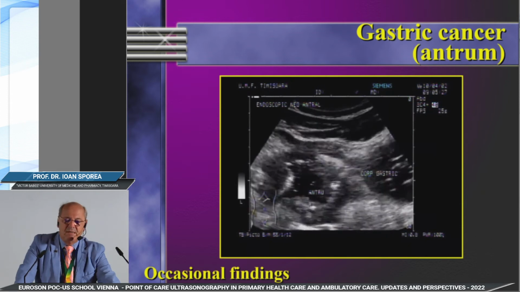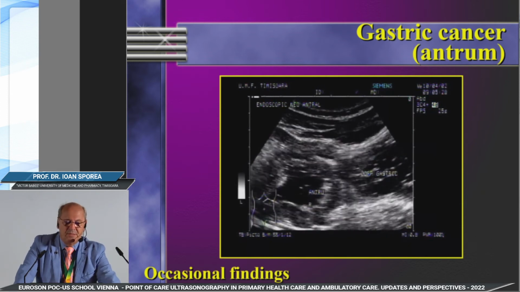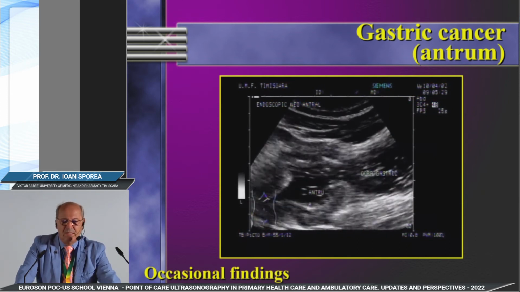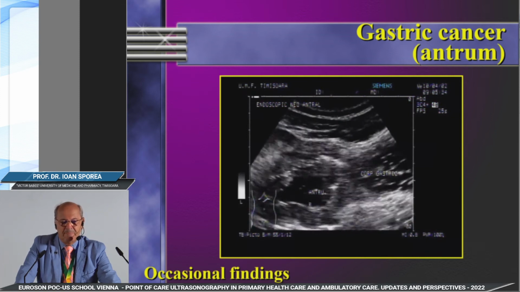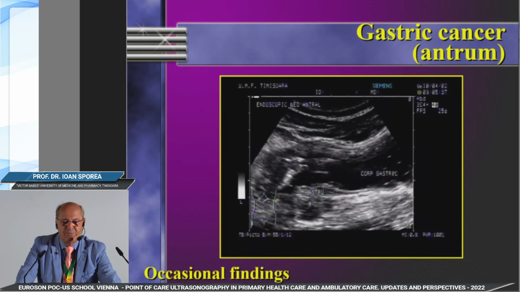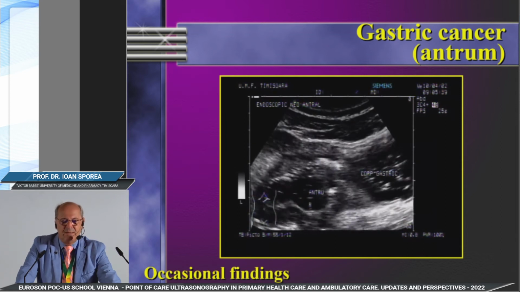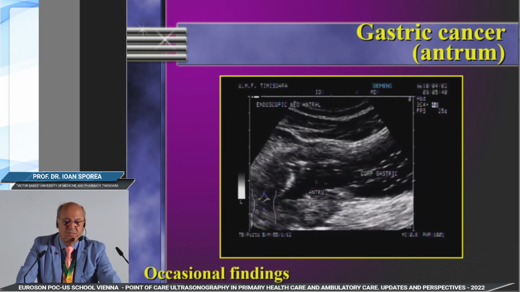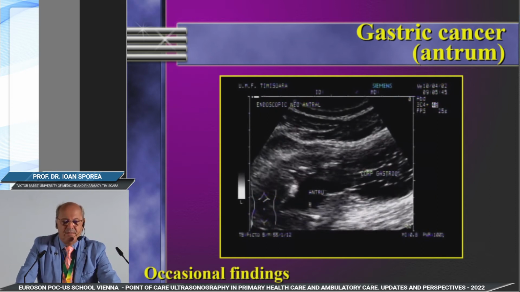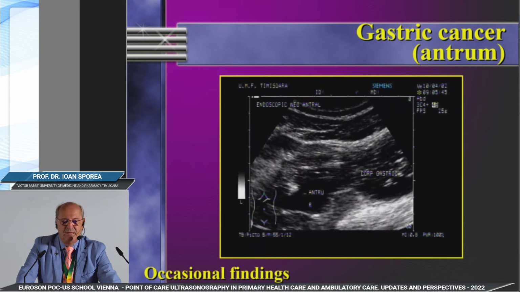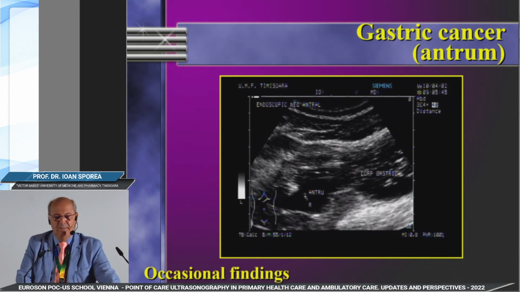Another typical gastric cancer in the antrum. Look here at the wall. Here we gave some water to be sure that it's real. We have this modification. This is a transversal section. We can make a longitudinal one, and we'll see the circumferential enlargement of the wall.